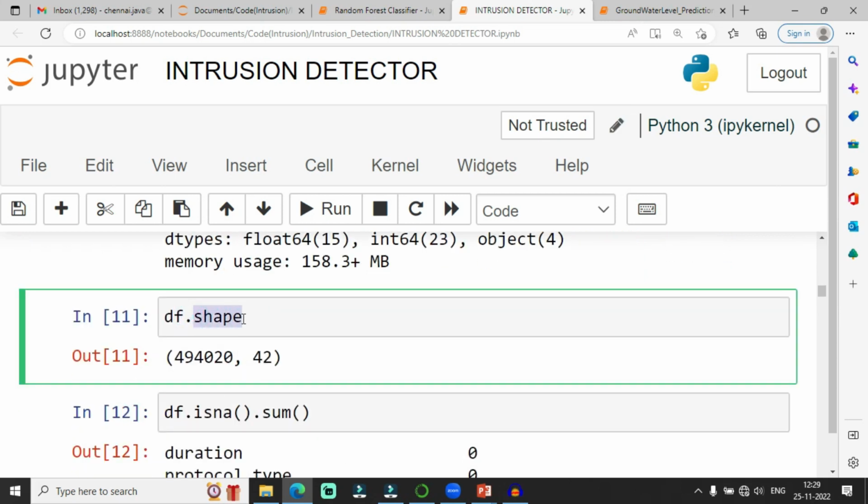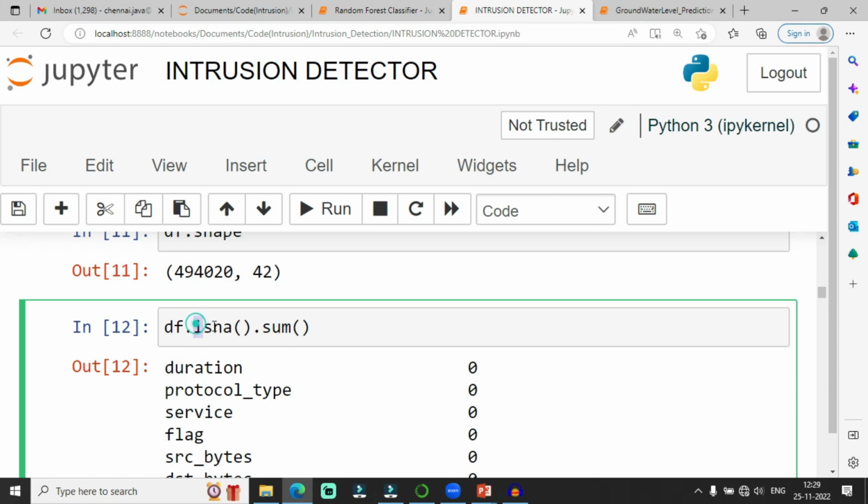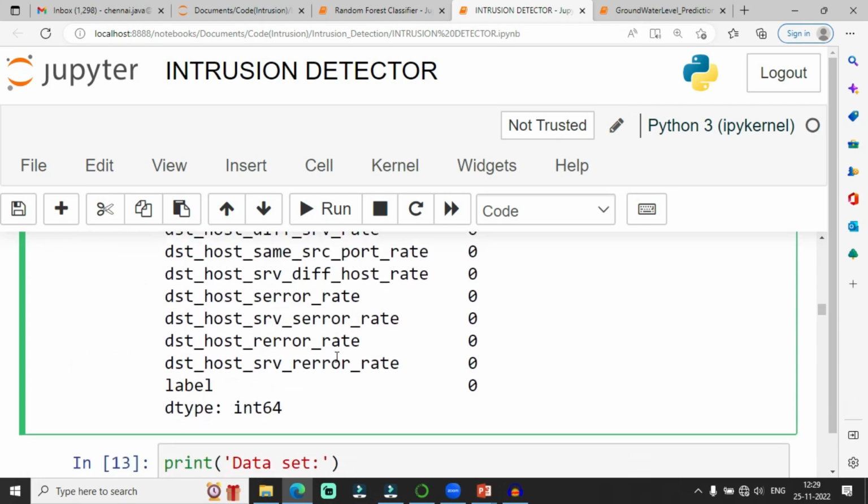The df.shape attribute returns a tuple containing the number of rows and columns. The first dimension denotes the number of rows, the second dimension denotes the number of columns. And the df.isnull function: if there are any null values, I am summing up all the null values.